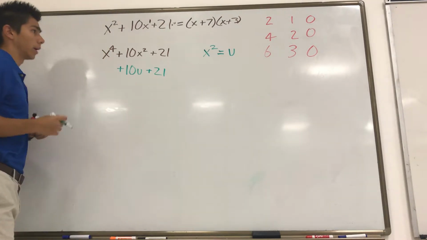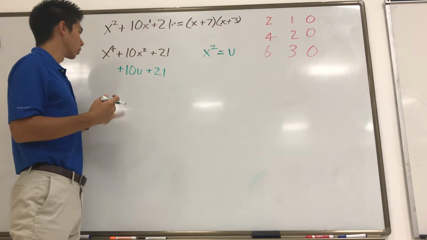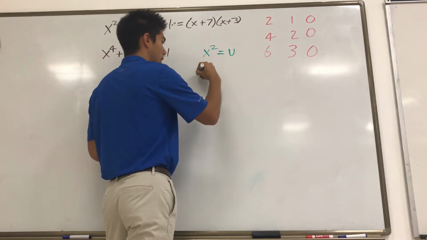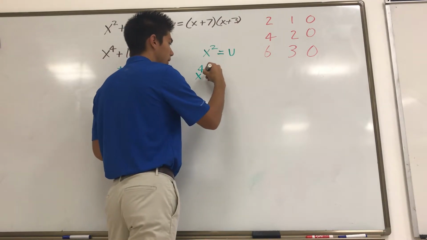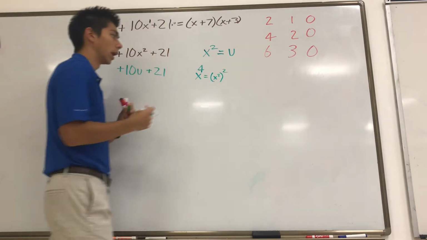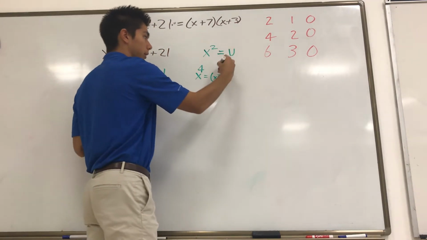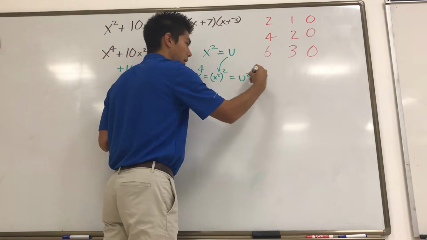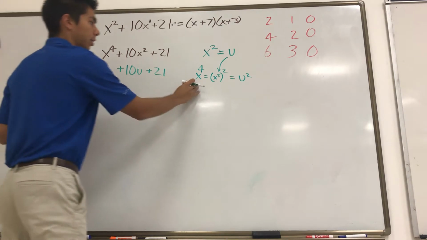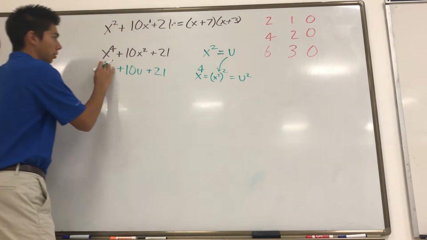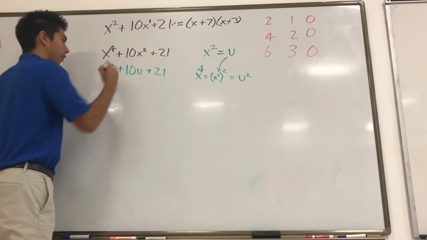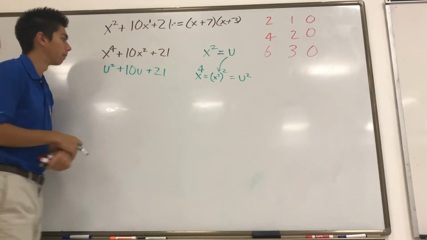Now I have to think, what is x to the 4th equal to if I'm turning x squared into u? Well, x to the 4th is really just x squared squared. Since we already know what x squared is, we plug u into this, so this becomes u squared. Now that I know x to the 4th equals u squared, I'm going to replace x to the 4th with u squared. Now I have u squared plus 10u plus 21.